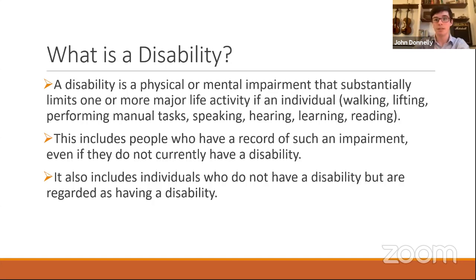What is a disability? A disability is a physical or mental impairment that substantially limits one or more life activities. So, walking, lifting, performing manual tasks, speaking, hearing, learning, all those pretty important life activities. The ADA's definition includes people who have a record of such impairment. So, if you were disabled in the past and it changed, the ADA's definition of a disability includes those people.